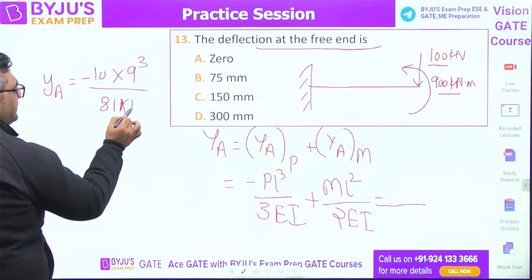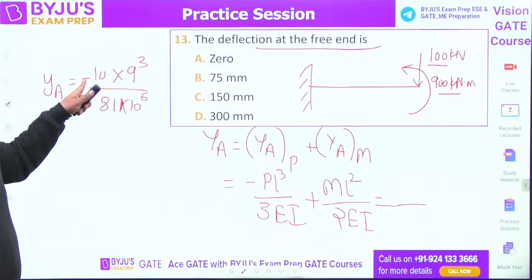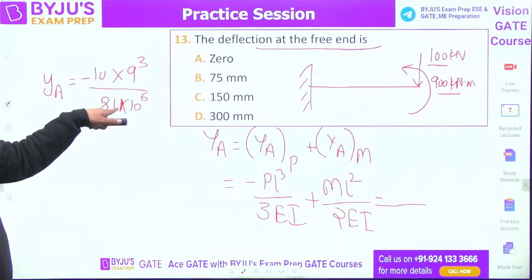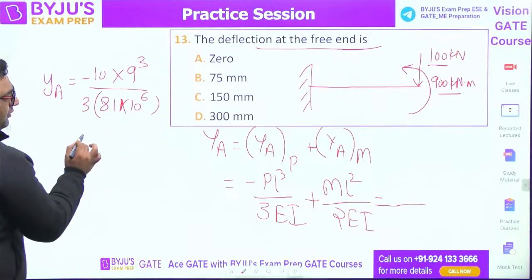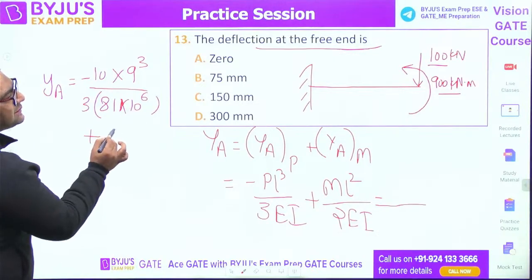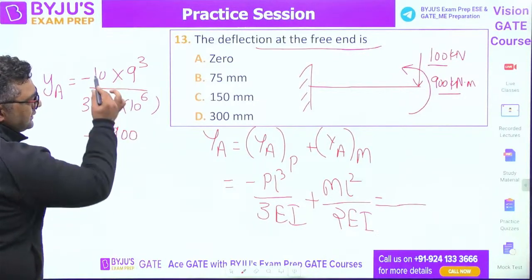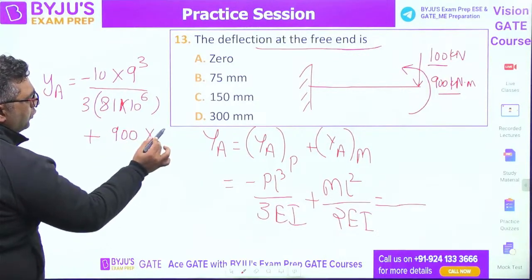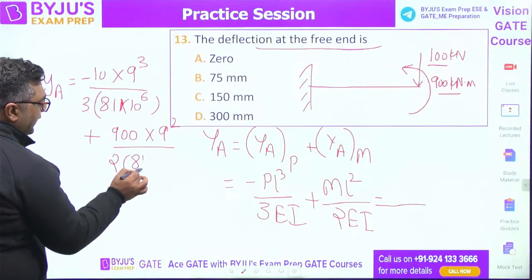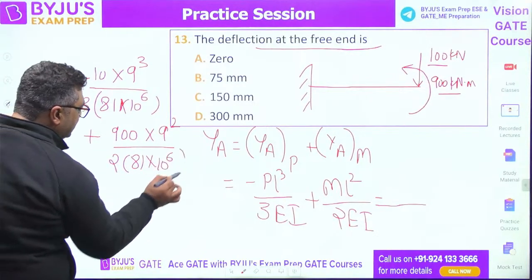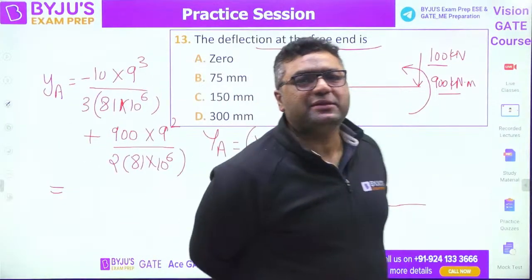Mega means 10 to the power 6. So first of all, PL cube upon 3EI, and then we are having plus the bending moment, which is 900 kilonewton meter, into L square upon 2EI, with EI as 81 into 10 to the power 6. You need to solve it. I feel 150 mm is the right answer.